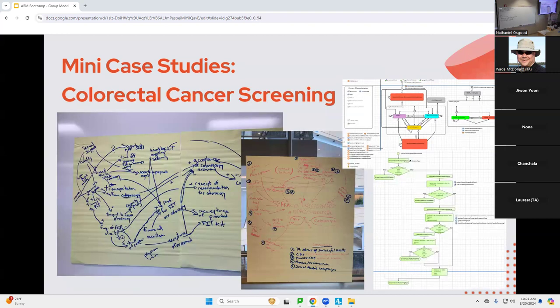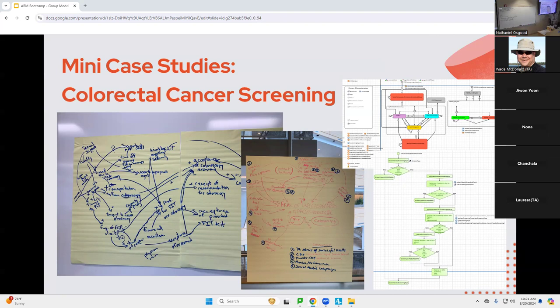The next one I'm going to highlight here is we did a group model building event, kind of the full-fledged thing, with a group from Health Partners in the US, all around colorectal cancer screening barriers. And it was really great to use causal loop diagrams as this thinking tool, as this mental model, and then following the steps thereafter, it can translate into that agent-based model.